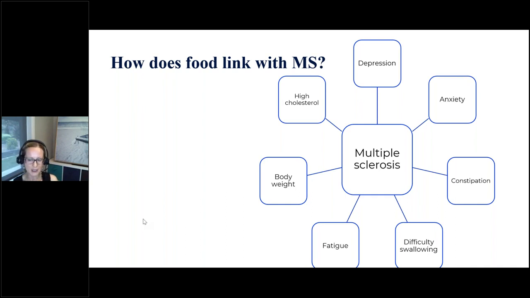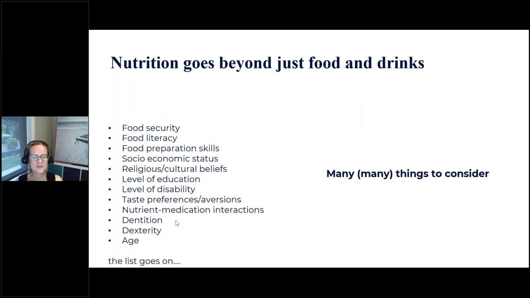to MS, but we haven't got anything specifically for MS as a whole at this point. However, I'm just waiting for my screen to change. We do know that it goes well beyond. So it's not just about, you know, if I change this pattern of eating, then this will be the outcome. We know we need to think about a lot of the factors.